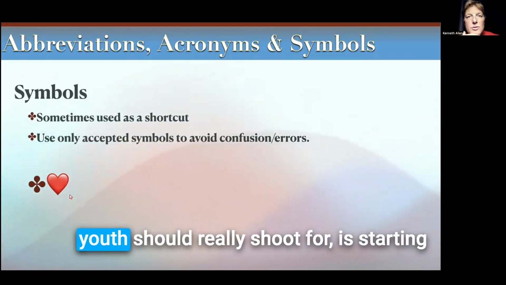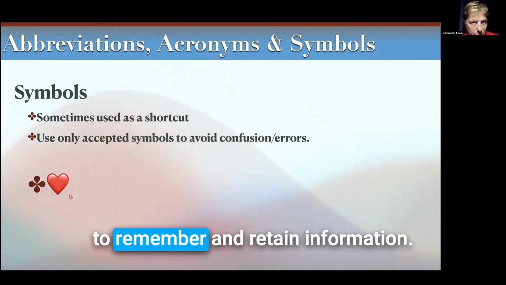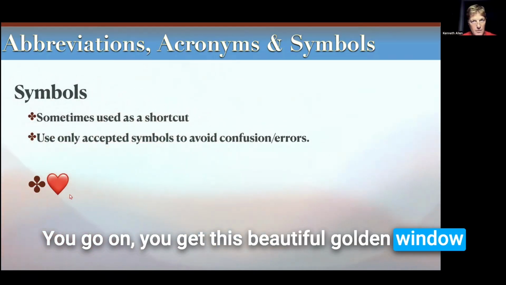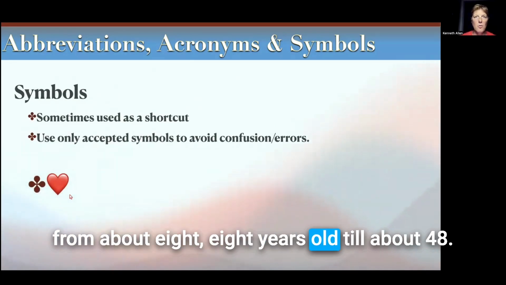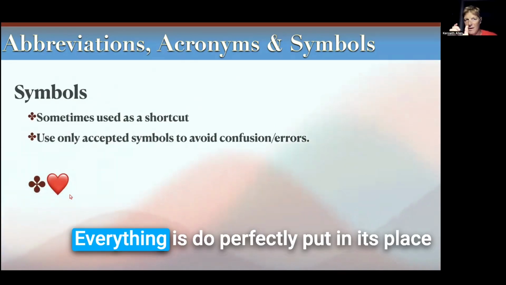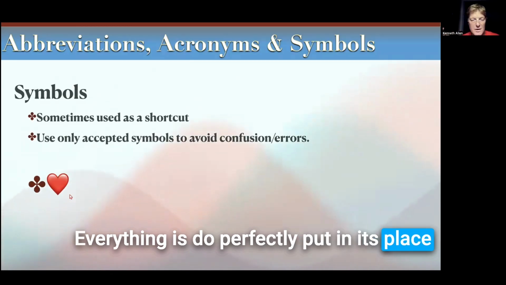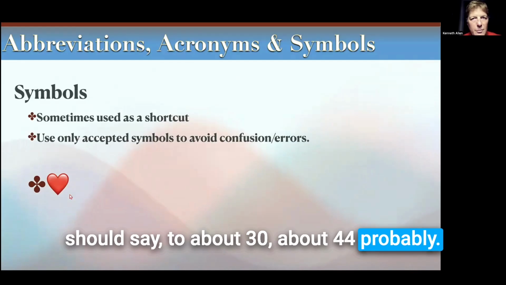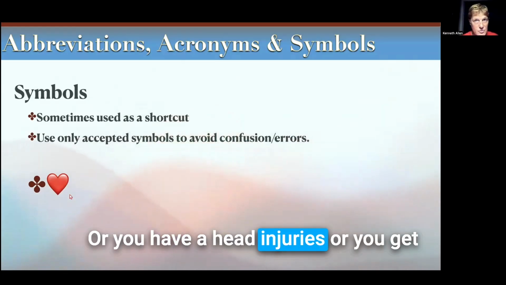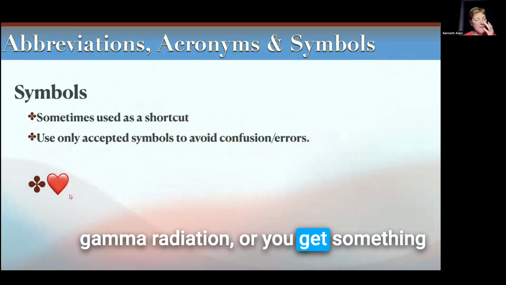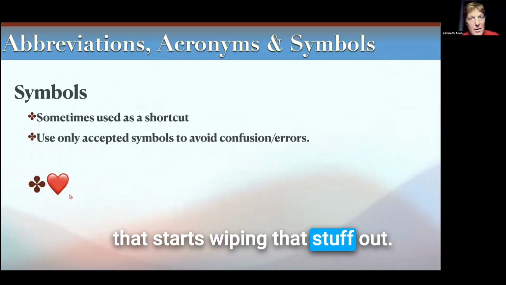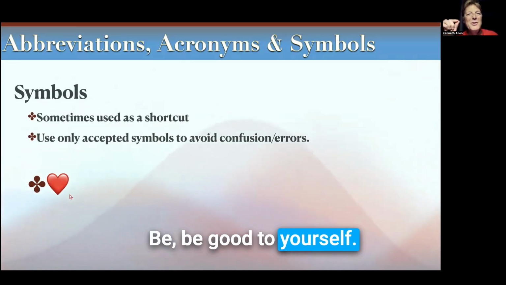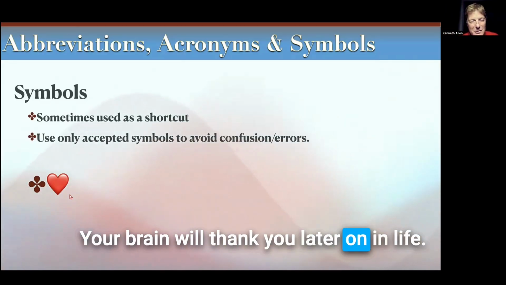And that's something the youth should really shoot for, starting to remember and retain information as you go on. You get this beautiful golden window from about 8 years old till about 48. Everything is perfectly put in its place. And then it all starts going out the window, to about 30, about 44 probably. Or you have head injuries, or you get gamma radiation, or something that starts wiping that stuff out. Start memorizing, be good to yourself. Use your brain. Your brain will thank you later on in life.